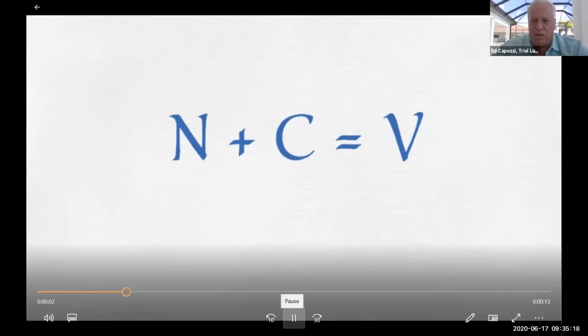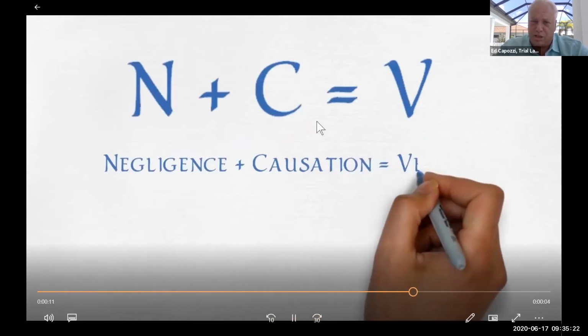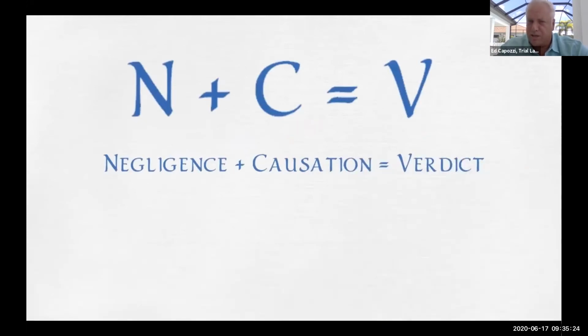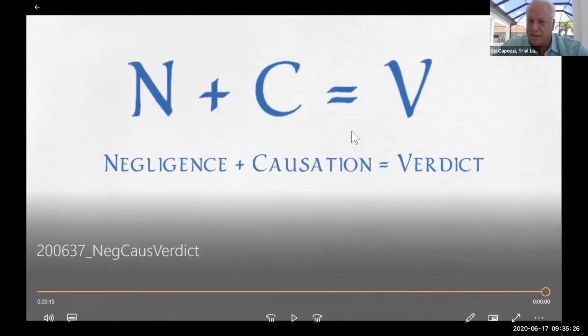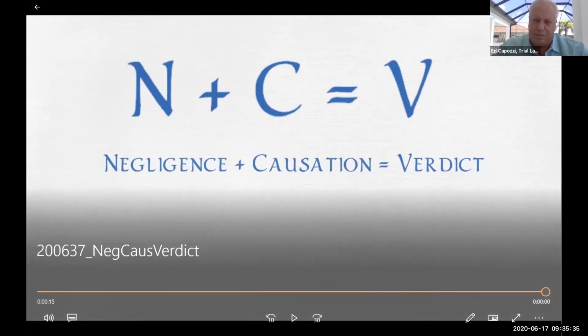So this is what you need to prove any case in court. It's negligence plus causation equals damages or a verdict. And that's the goal in every case, is to get that verdict. Now, typically, and it depends on the case, sometimes you have to prove negligence, that somebody acted unreasonably, and sometimes you don't. Sometimes it's stipulated to. But what's never stipulated to is causation. So you need to prove causation in every case.